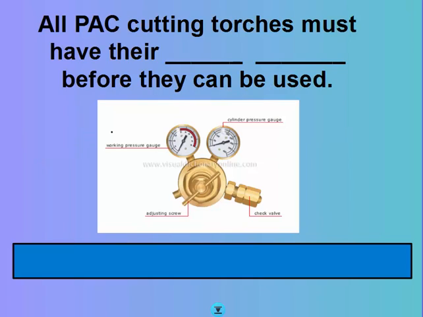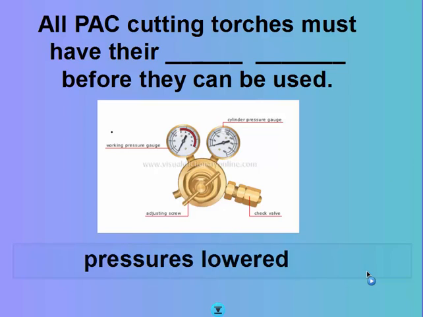All PAC cutting torches must have their blank blank before they can be used. 2 words. The answer is pressures lowered. All PAC cutting torches must have their pressures lowered before they can be used.